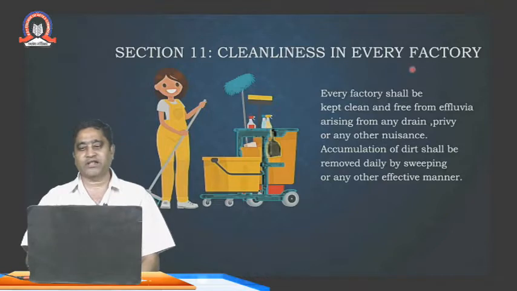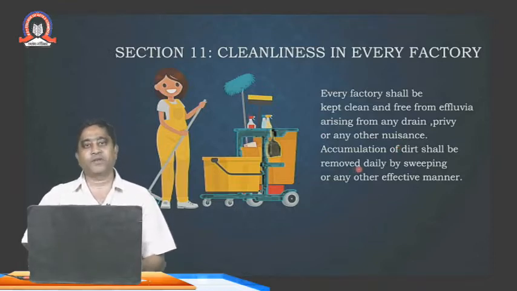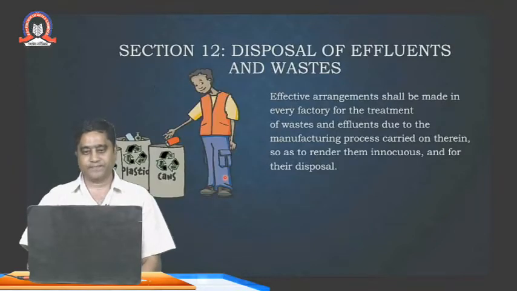Section 11 deals with the cleanliness aspect in every factory. As you are aware, every factory should be kept clean and should be free from effluvia arising from any drain, privy or any other nuisance. So whatever the drainage is there in the factory, and whatever the dust which is accumulated from the whole day's work, that should be swept clean with brooms or any other instruments approved by the government, and should be removed daily by sweeping or by any other effective method, whether it be a vacuum cleaner or any other method which is available, and it should be used with a disinfectant. The next section would be Section 12.